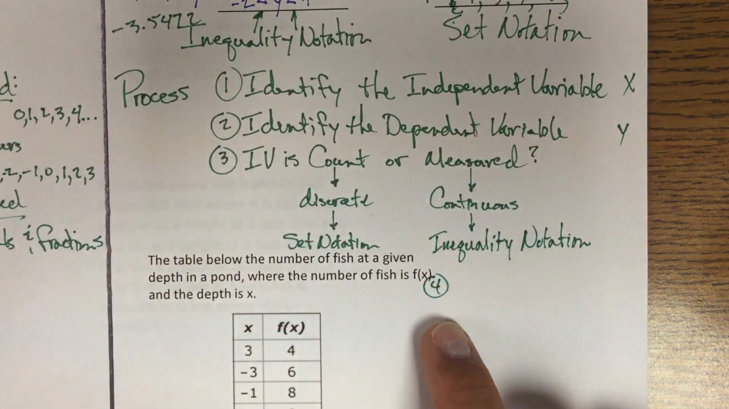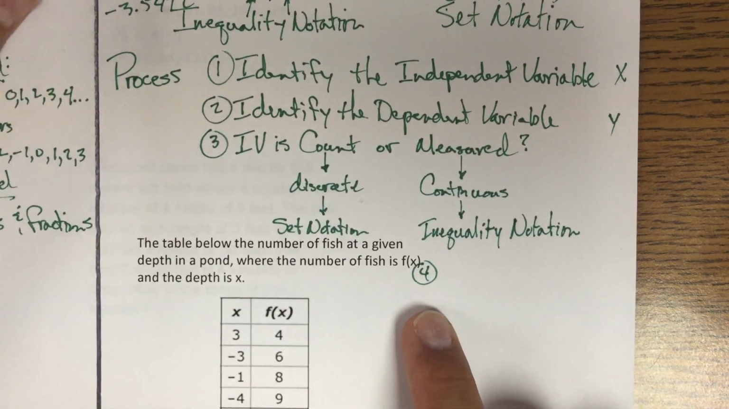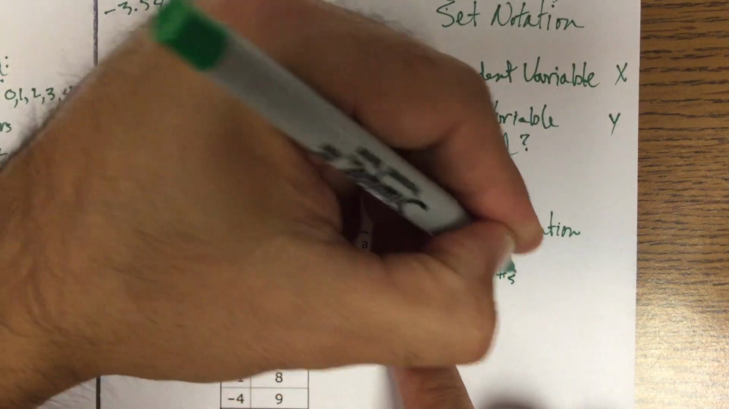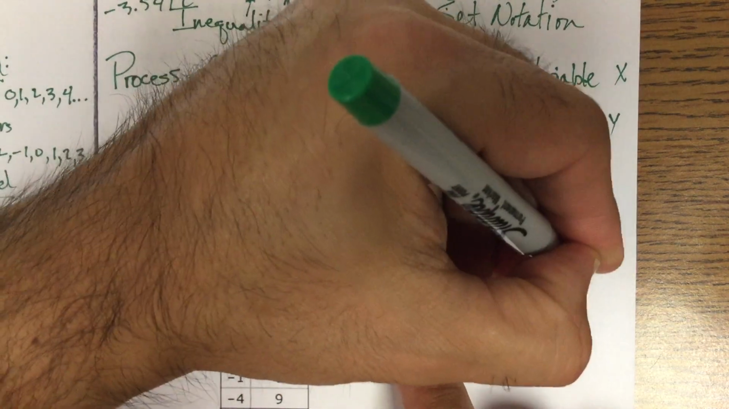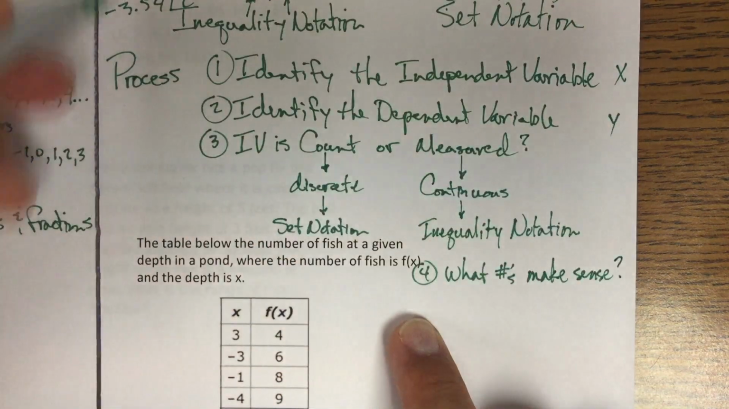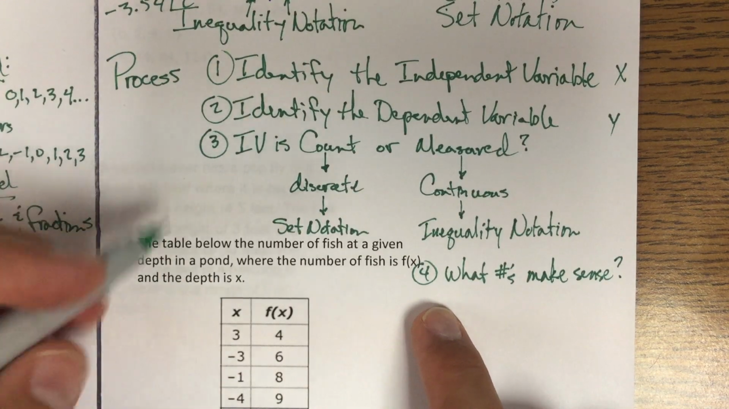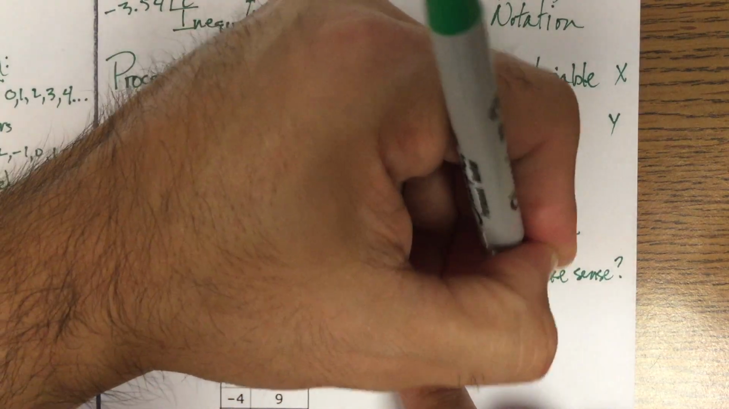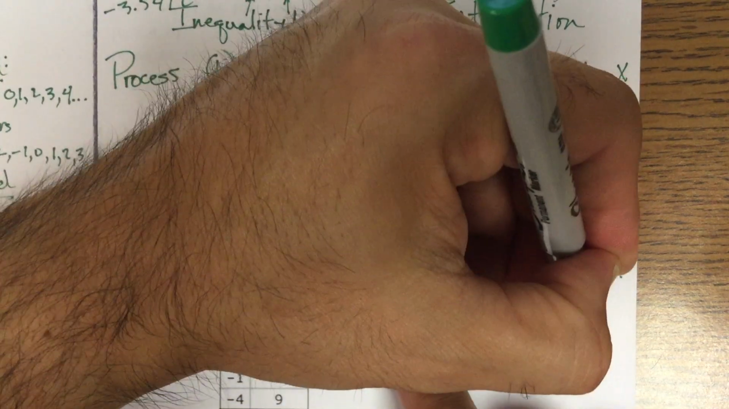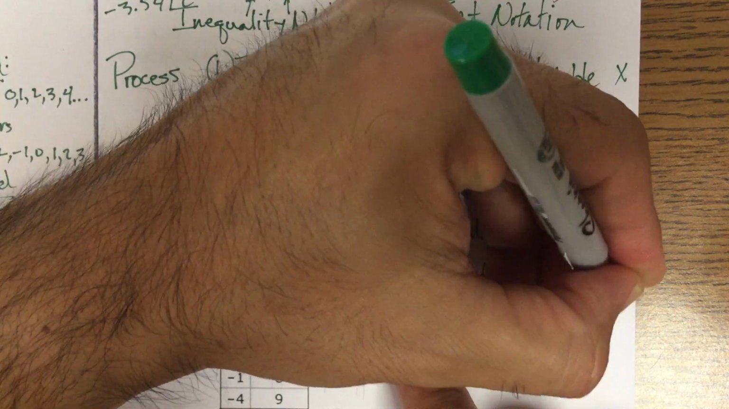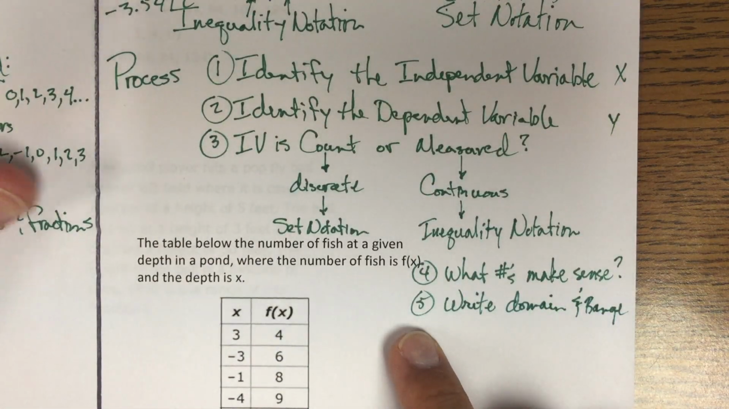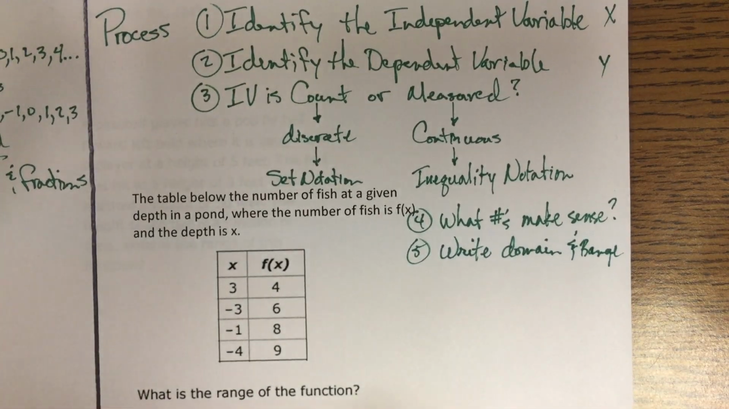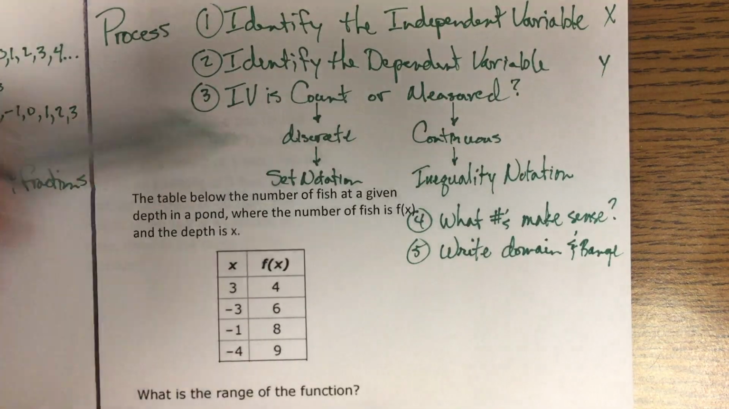Step number 4. What numbers make sense? I'm going to describe that when we do this example in just a moment. And then finally, the last step is to write the domain and range. So let me move this up a little bit. So for this example right here, let's follow these 5 steps.